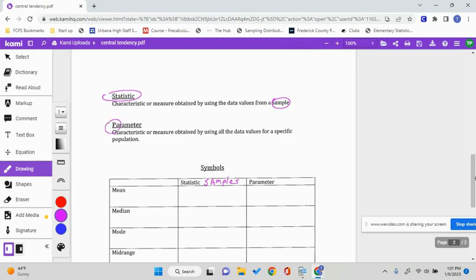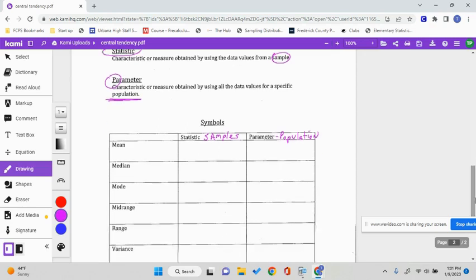Parameters come from numbers from a population. So remember, a parameter comes from a population. And you could be talking about the means of both things, the medians of both, but if it's a sample, it's called a statistic, and if it's a parameter, it comes from a population. Because of that, sometimes they have different symbols, and sometimes we're going to learn through this chapter that they're calculated different ways. They actually have different formulas.